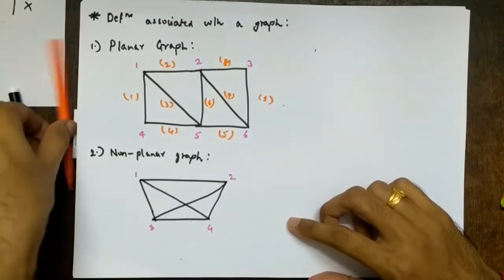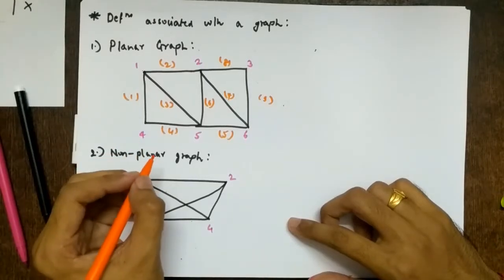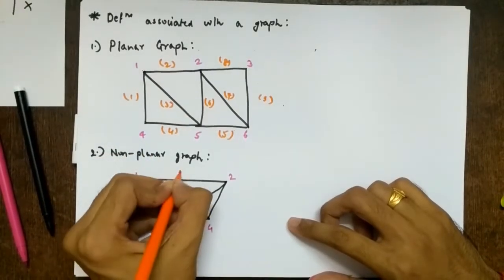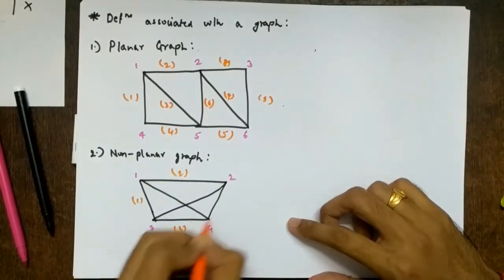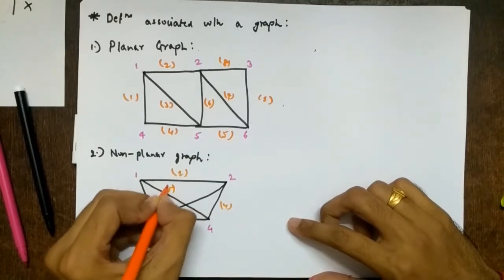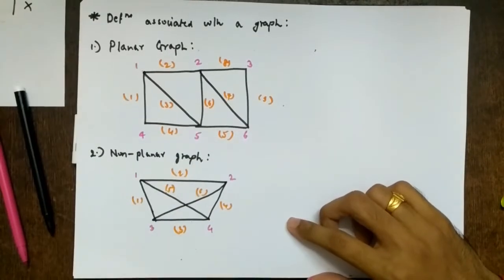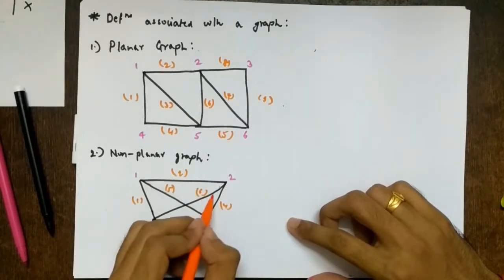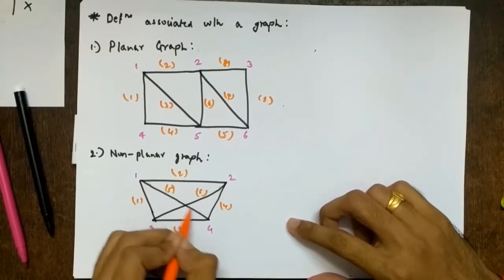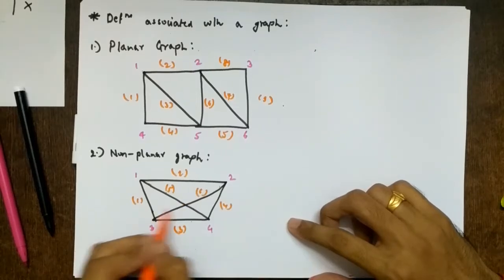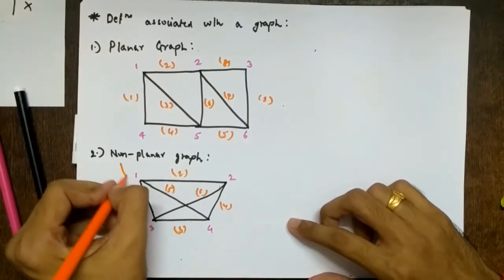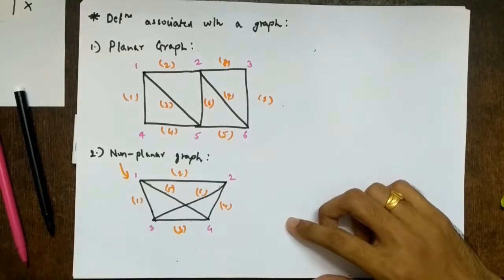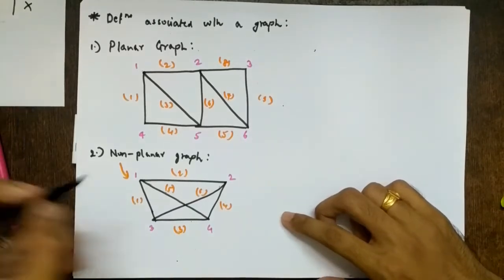So these are my branches and my nodes are, this is 1, 2, 3, 4, 5, 6. I have 6 branches. So this I have named as one branch and this I have named as other branch. So the branches are intersecting each other, they are crossing each other, right? So this is what a non-planar graph is, right? So this is an example of non-planar graph.